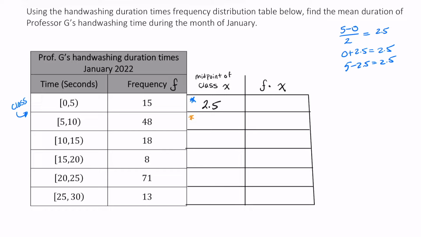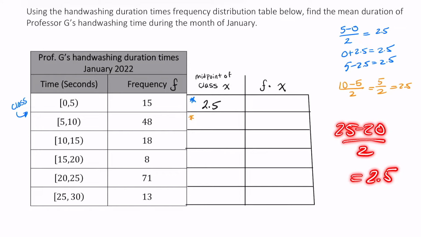Let's try this one more time for a different class. So I'm going to take the maximum value of 10, subtract the minimum of 5, divide that by 2 to get 5 over 2 and get 2.5. What do you notice? If you said these are the same values here, you are correct. Each class has the same width, so the midpoint is going to be 2.5 units above the lower value or below the upper value. So we don't have to compute this ever again. And if you don't really believe me, try it for one more class. Say 25 minus 20 divided by 2, you'll also get 2.5.